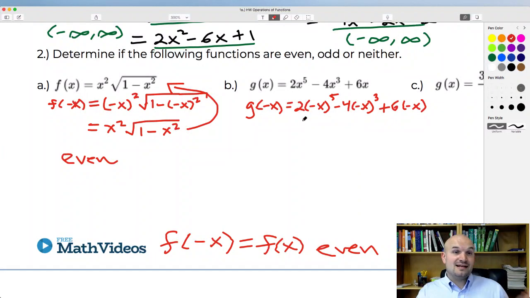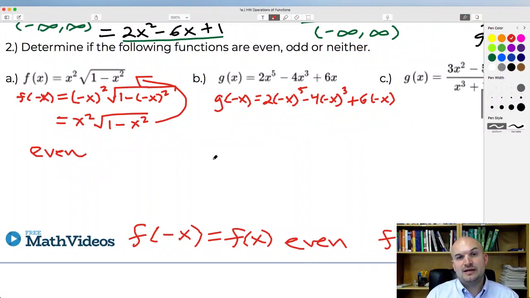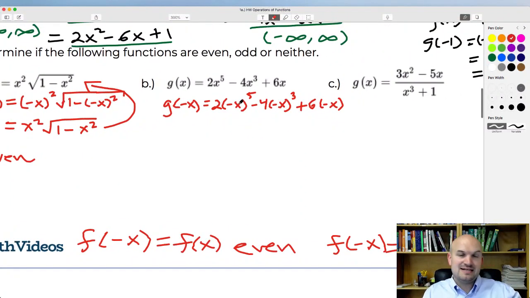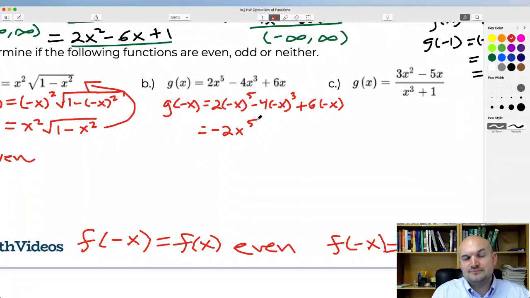Okay? Now again, anytime you have a negative term raised to an even power, it is positive. Anytime you have a negative expression raised to an odd power, it's going to be negative. So negative x to the 5th times 2 is negative 2x to the 5th. Negative x cubed times negative 4 is going to be a positive 4x cubed. And then negative x times 6 is going to be a negative 6x.